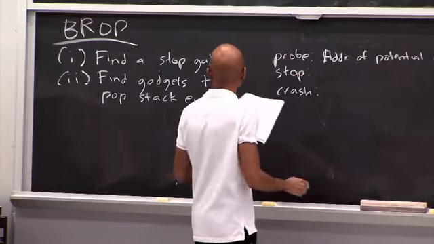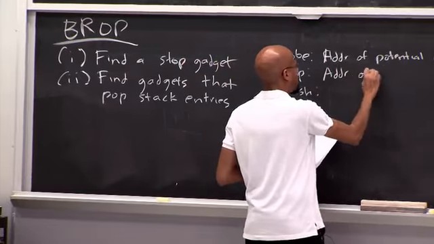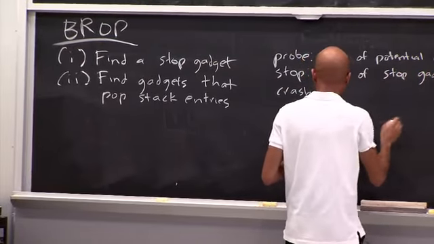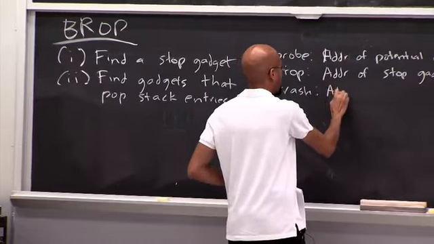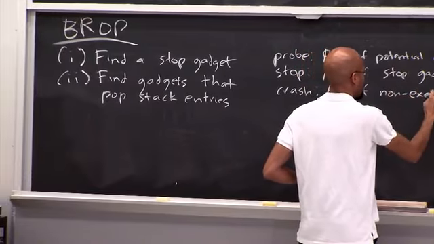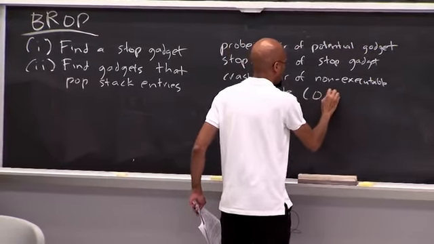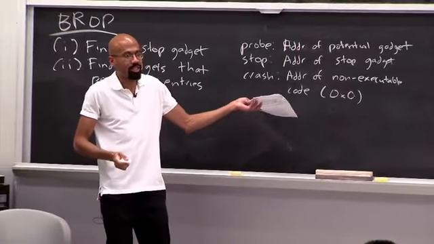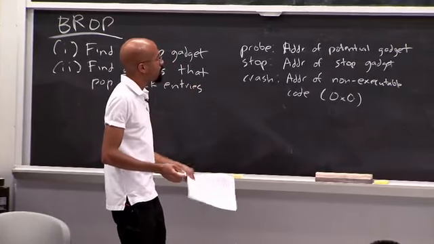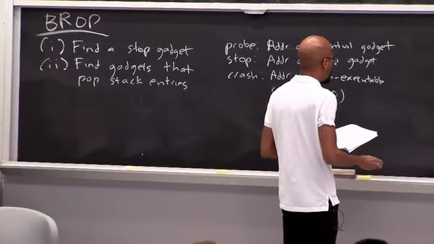The stop gadget is going to be what we found in step one. Right? So this is the address of the stop gadget. And then the crash gadget is just going to be the address of non-executable code. For example, you could just set this to the address 0. If you do a ret to this and then try to execute code there, this is going to crash your program. So we can basically use these types of addresses to find out where these stack popping gadgets are. So here's a simple example.